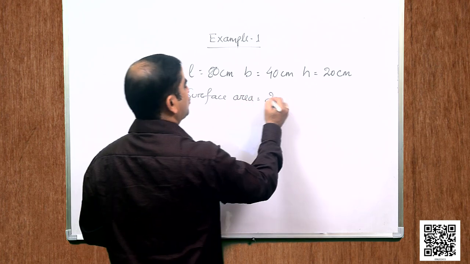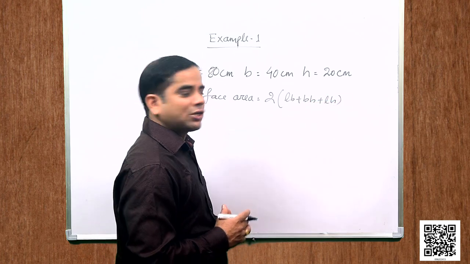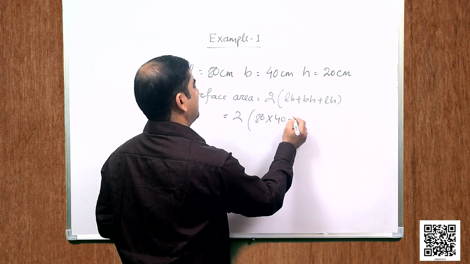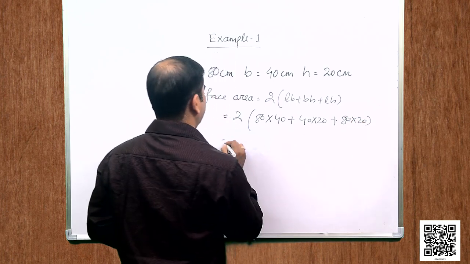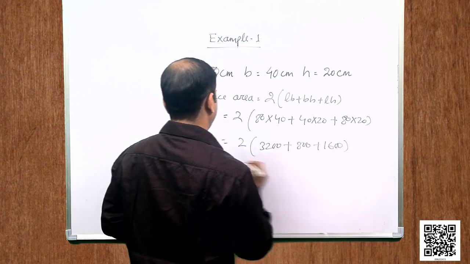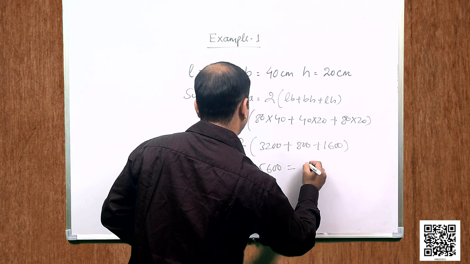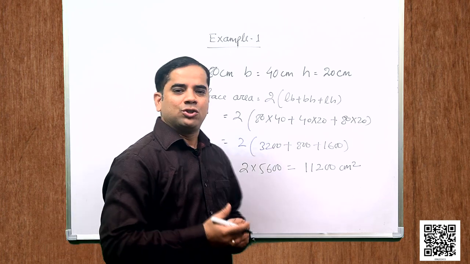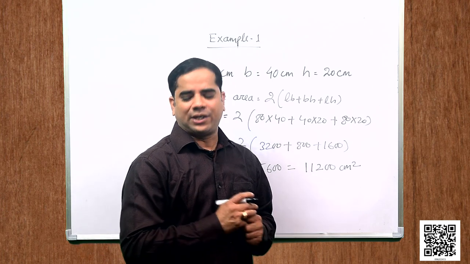Surface area for which the formula is 2 into (LB plus BH plus LH). By putting in the values of L, B, H, we get 2 into (80 into 40 plus 40 into 20 plus 80 into 20). That gives us 11,200 cm².